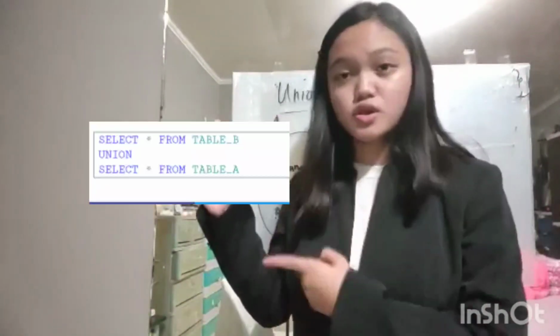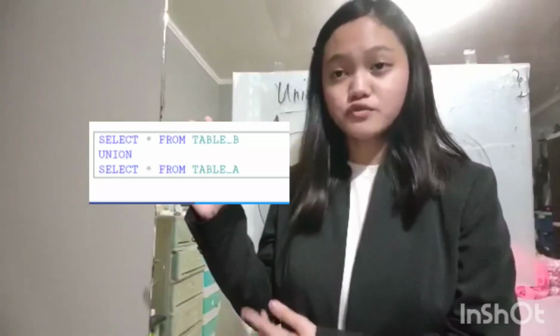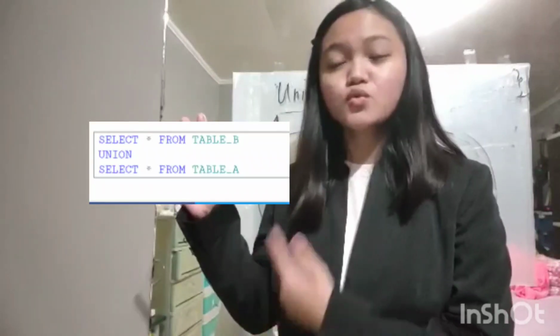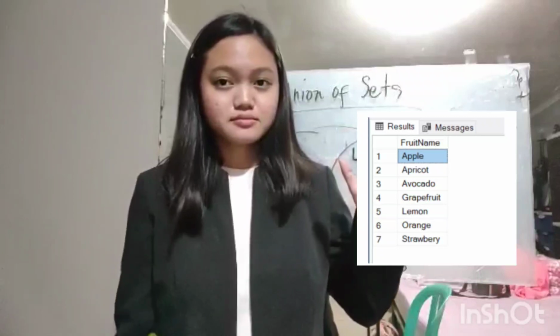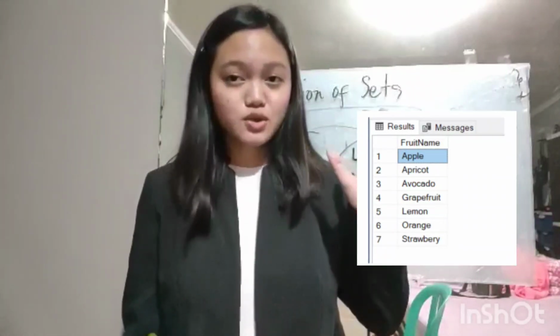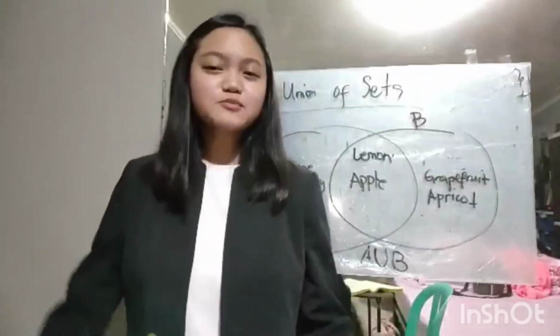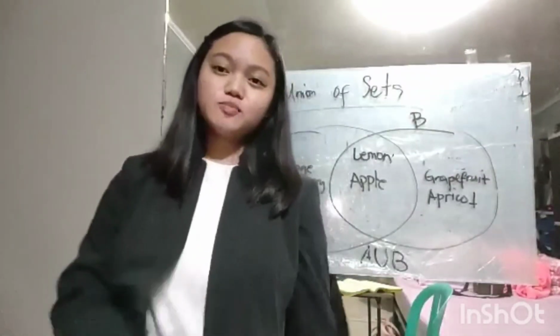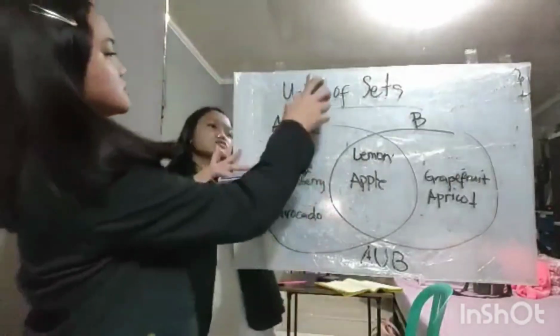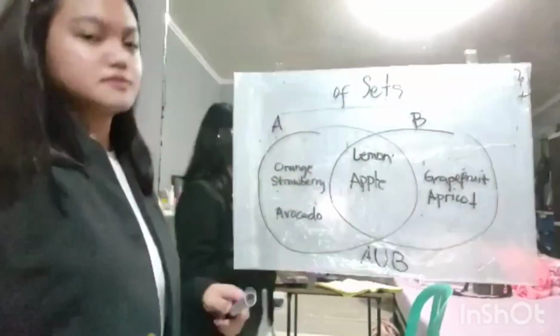Next, when we change the order of the tables in the query, the result will remain like this in SQL Server. You should try it when you have time. Now let's proceed to the intersection of sets.